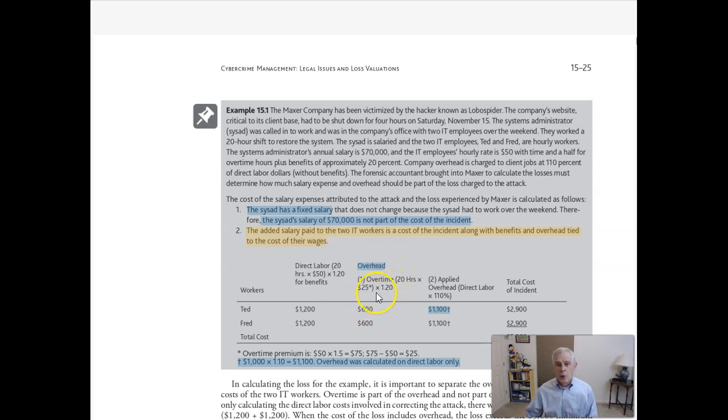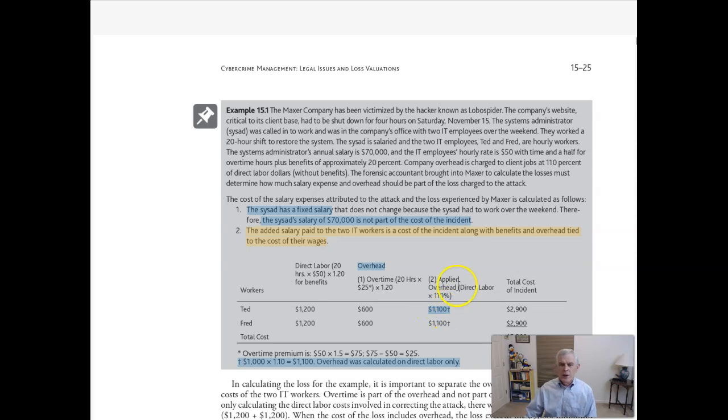So the overhead rate was $25 per hour for each of the 20 hours, and that's taken the $50 per hour times 1.5 times for overtime, a total of $75. But 50 of that is direct labor. The overtime portion, the $25, is overhead. So the 20 hours times $25 per hour with the benefits thrown in, because usually you have benefits when you're paid the overtime hours as well, $600.